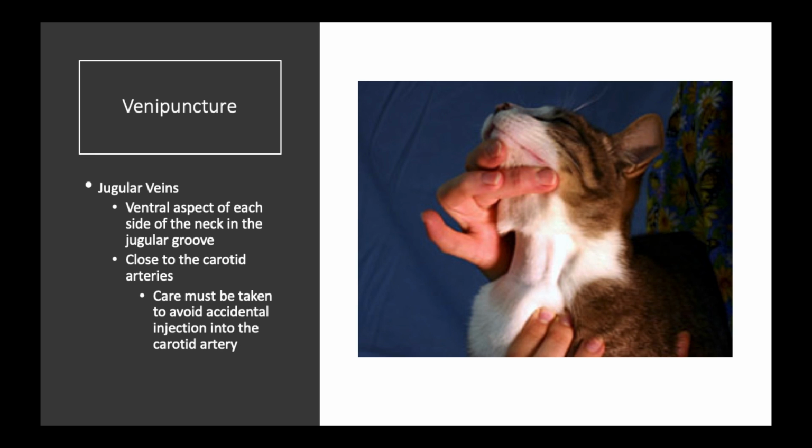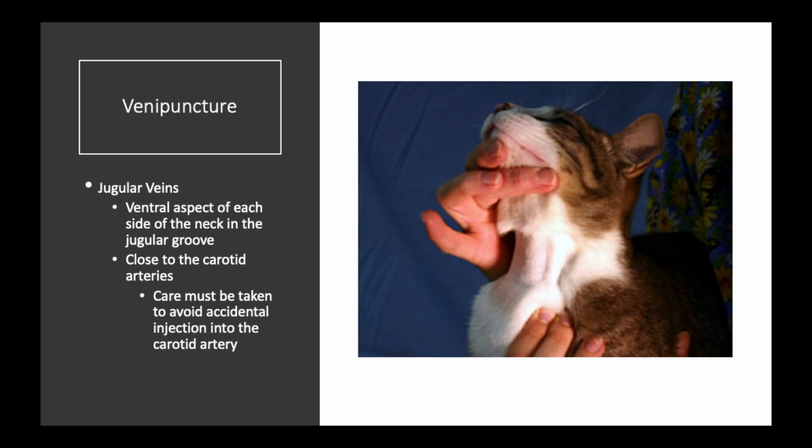And then, of course, we have the jugular veins, which are on the ventral aspect of each side of the neck in the jugular groove. They are close to a big artery called the carotid artery. So, when we're taking blood from these locations, we always have to be careful to avoid accidental injection into the carotid artery. So you can see here on this guy, the trachea is here. And then when we press down in the thoracic inlet, which is identified by the manubrium here, and you shift left or right, you can see that they've raised that jugular vein on the cat.